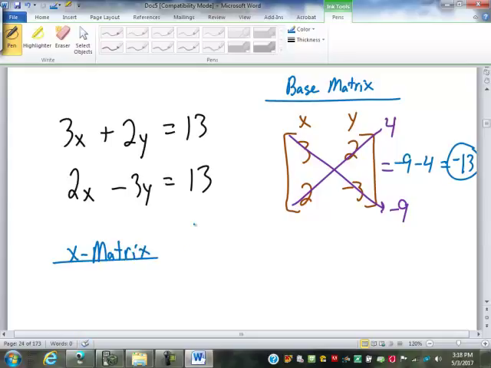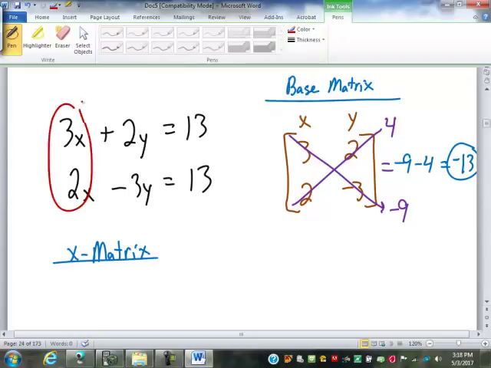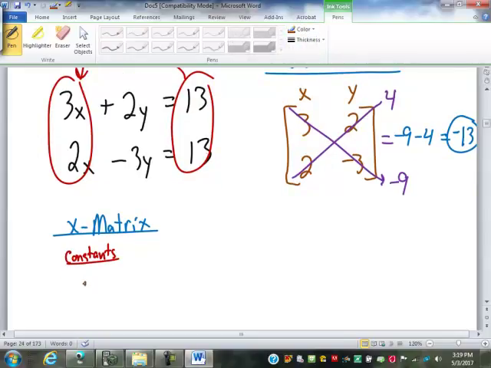In an X matrix, the computer would replace the X variables with these constants here. So instead of the X variables, we put in the constants. So that's going to be 13 and 13 there. Then we still have the Y variables, the Y coefficients in the next column. So 2 and -3. That makes that matrix.